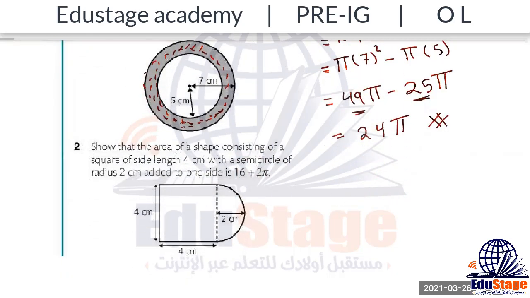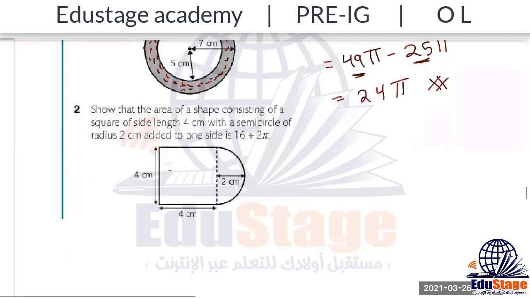Hello, Mahmoud. Yes, sir, I'm here. Can you read number 2? Yes, sure, sir. Show that the area of a shape consisting of a square of side length 4 centimeters with a semicircle of radius 2 centimeters added to one side is 16 plus 2 pi. Wow, I like those questions because he already gave me the answer. So in the end, I will be sure that my answer is correct 100%.